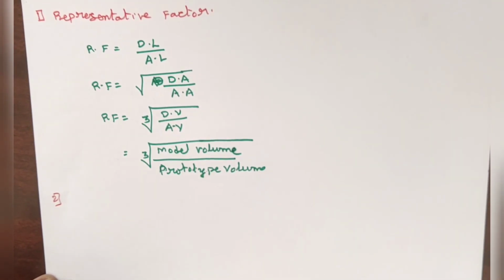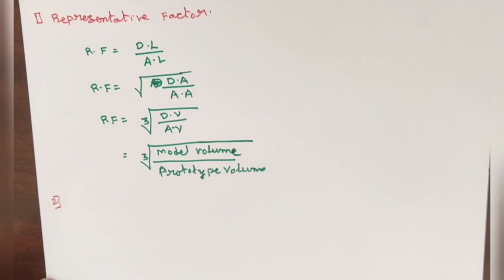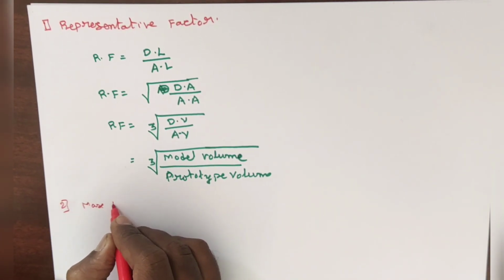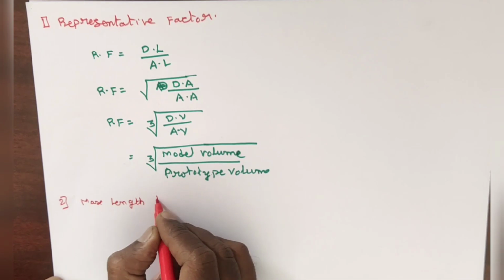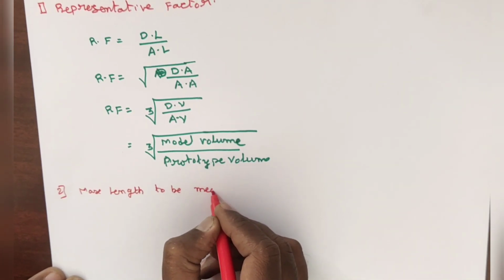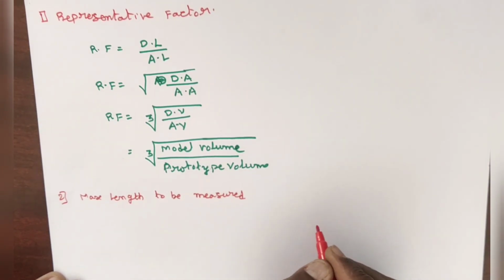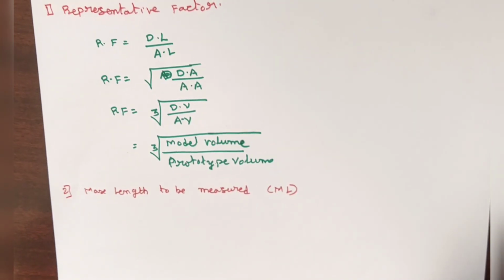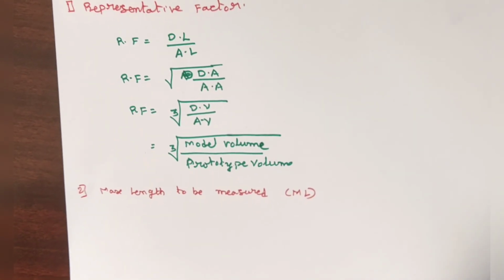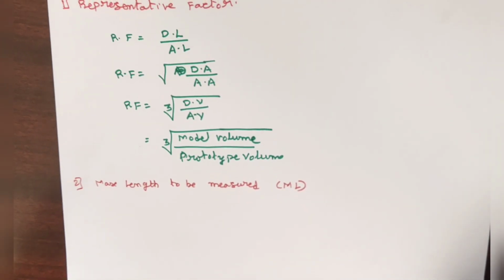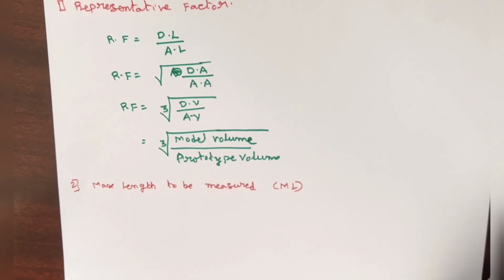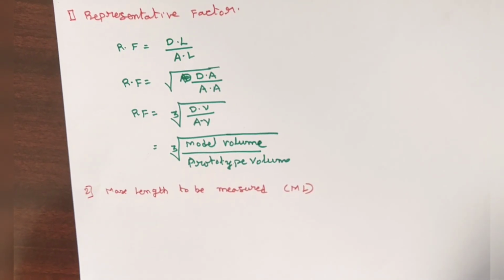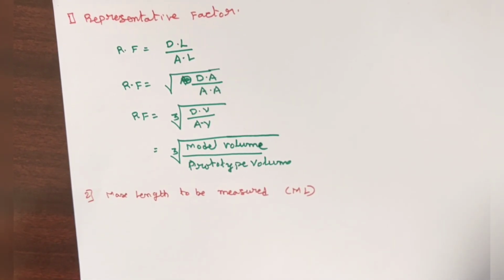So the next information we need for construction of the drawing scale is the maximum length to be measured. Normally we represent it as ML, maximum length. This will also be given in the drawing or in the question. Or, if it is not given in the question and you are doing practical work, say building construction, the building length is 25 meters.